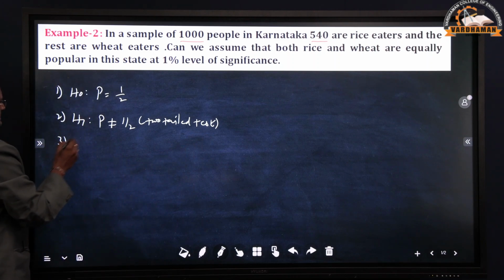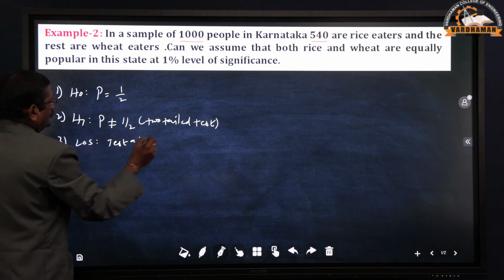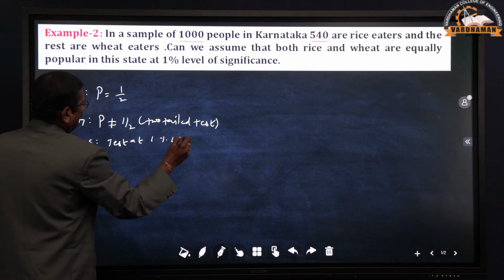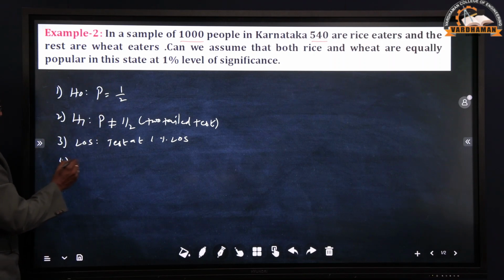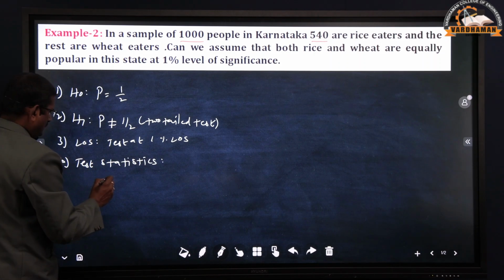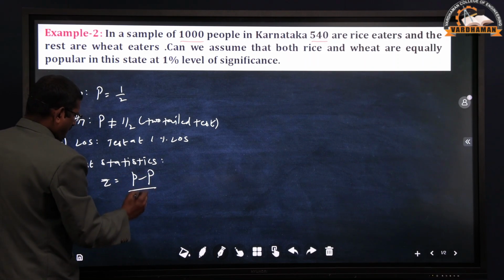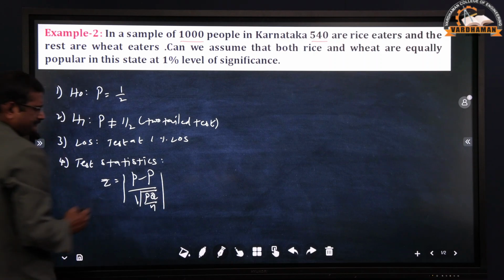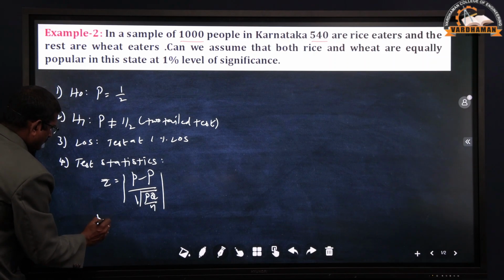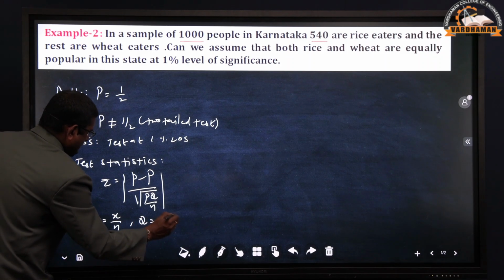Third one is level of significance. So test at 1% level of significance as mentioned above. Fourth working rule is test statistic. That is Z is equal to small p minus capital P divided by under root capital P capital Q divided by n, with modulus. Here small p is equal to x by n and capital Q is equal to 1 minus capital P.